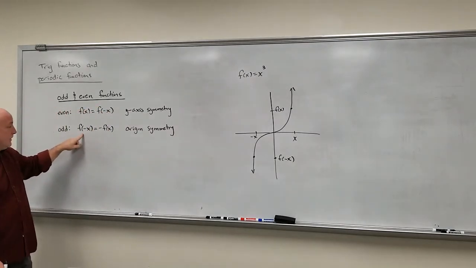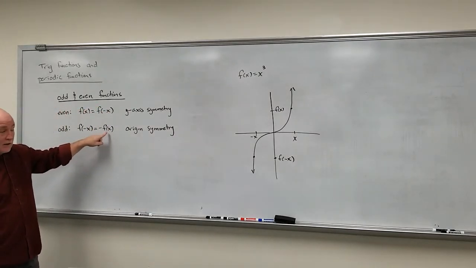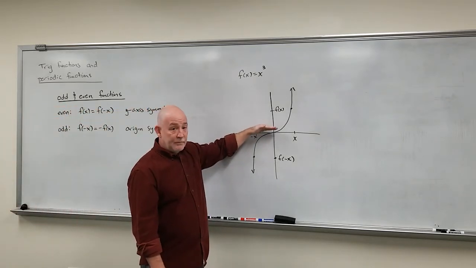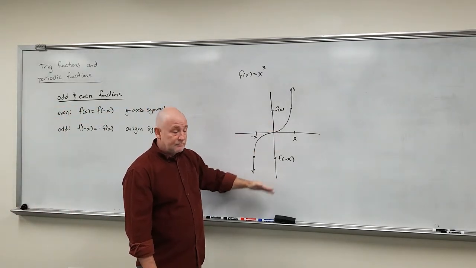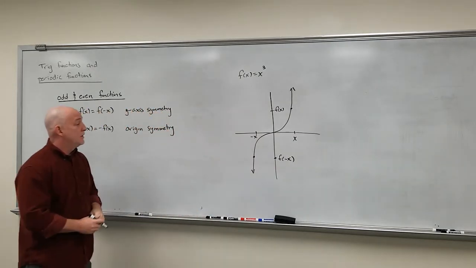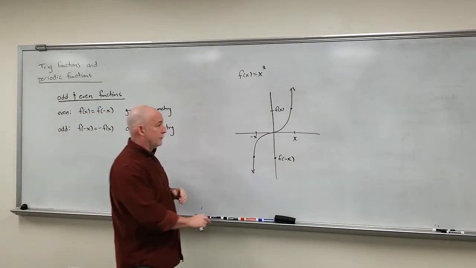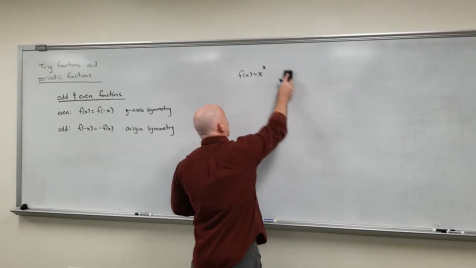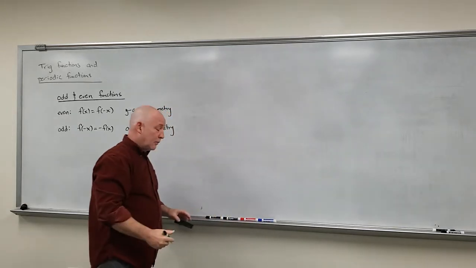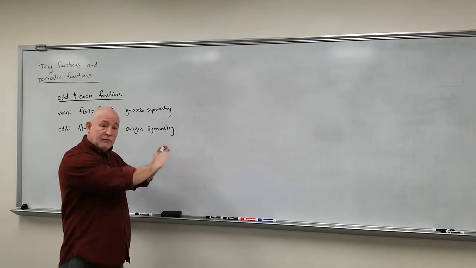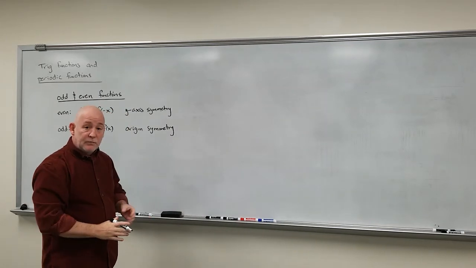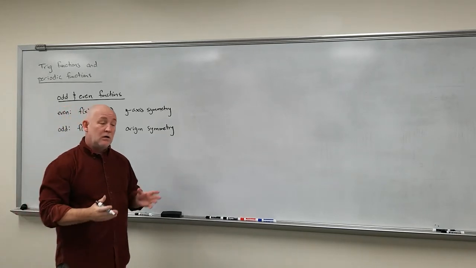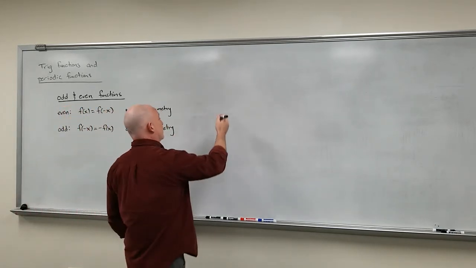Or f of negative x is the opposite of f of x, right? If this is 7, this would be the opposite of that, negative 7. So that's what it means to be odd and even. Hopefully that was a quick little refresher. Now our trig functions also fall into the category of odd or even. Of course, if a function doesn't have either one of those properties, we just say that it's neither odd nor even. But our trig functions actually are odd or even, at least the basic ones.